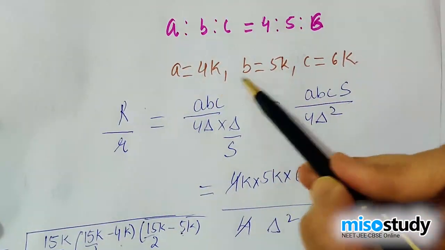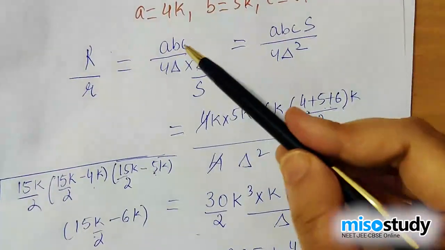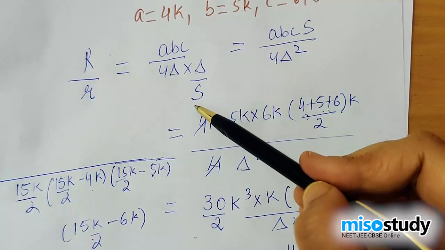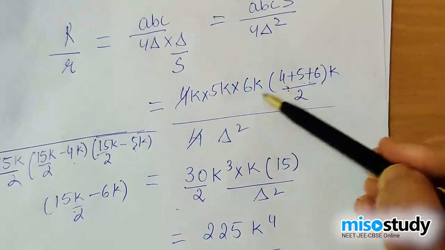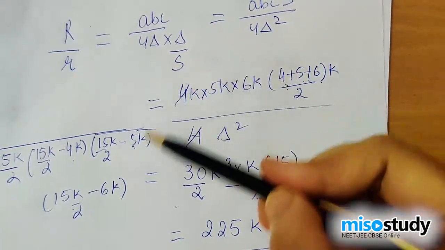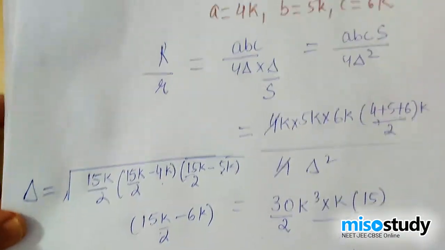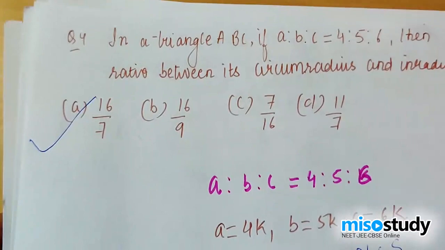Alright, so let me just repeat it for you. A is 4k, B is 5k, C is 6k. I just use the formula that capital R is ABC by 4 delta, and small r, that is the inradius, is delta by S. So it's ABCS upon 4 delta square. Putting the desired values, I was able to reach the answer, that is 16 by 7. It was all simple calculations which you could have done on your own also.